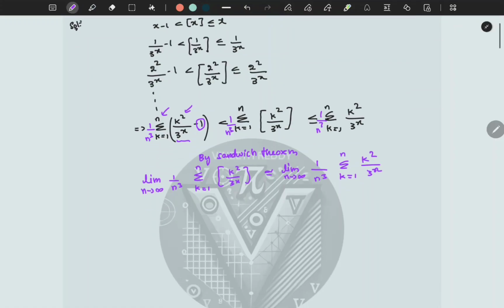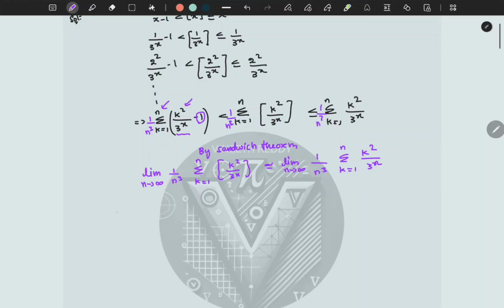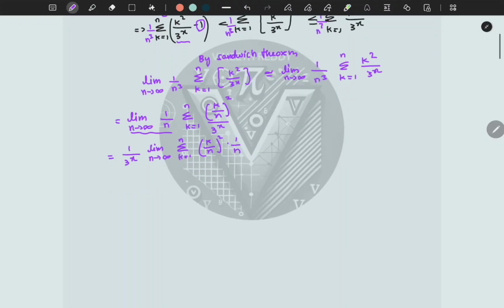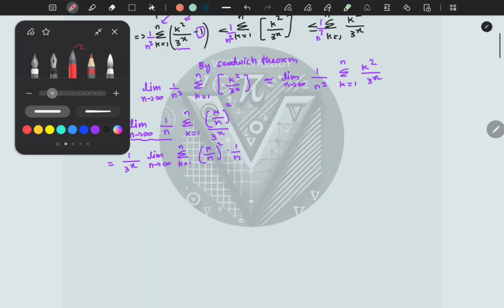And that means now the entire question will be limit n approaches infinity. Now we can write this as 1 by n, and we can take n square into the denominator here. We can write this as k by n whole square, and 1 by 3 power x. Of course, x is a constant, so we can write 1 by 3 power x outside. Then we have limit n approaches infinity sigma k equals 1 to n of k by n whole square into 1 by n. Now we can use a definite integration here.